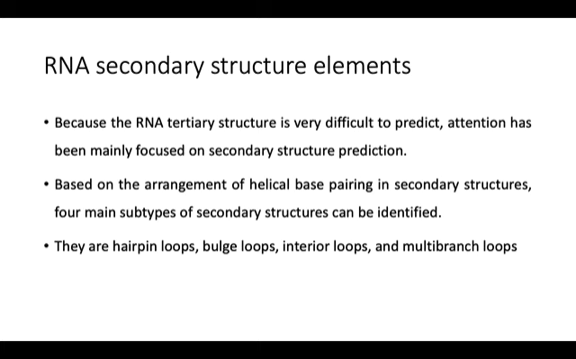So because the RNA tertiary structure is very difficult to predict, attention has been mainly focused on secondary structure prediction. And based on the arrangement of helical base pairing in secondary structure, four main subtypes of secondary structures can be identified, which are hairpin loops, bulge loops, interior loops, and multi-branch loops.